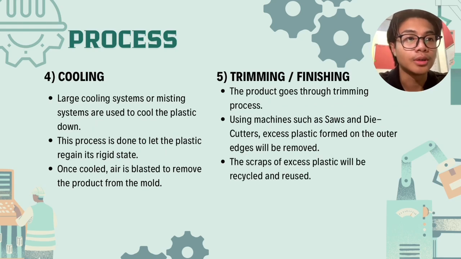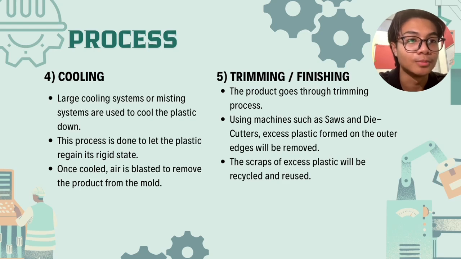Moving on to the fourth part of the process, which is cooling. A large cooling system or a misting system is used to cool down the plastic. This is done to let the plastic regain its rigid state, and once cooled, air is blasted to remove the product from the mold. And lastly is trimming, also known as finishing. The product goes to the trimming process. By using machines such as saws and die cutters, the excess plastic is removed, and the outer edges are removed as well. Then the scraps of excess plastic will be recycled and reused for further projects.